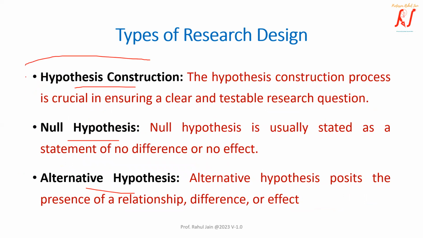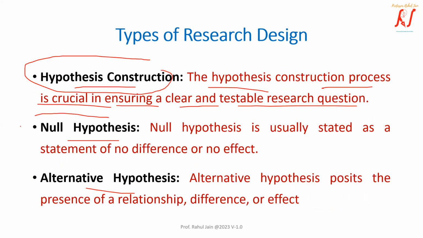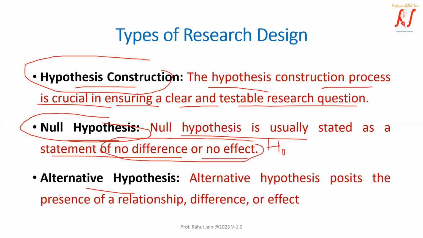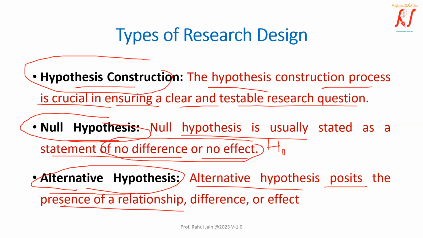Now if we talk about hypothesis construction, the hypothesis construction process is crucial in ensuring a clear and testable research question, right? The null hypothesis we can write as H0. A null hypothesis is usually stated as a statement of no difference or no effect. Whereas the alternative hypothesis posits the presence of a relationship, difference, or effect between the variables. So in the alternative hypothesis, we assume that there is a relationship, difference, or effect between the variables, whereas in the null hypothesis, there is no difference or no effect in the research study, right?